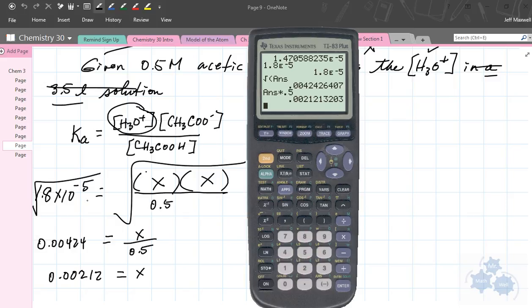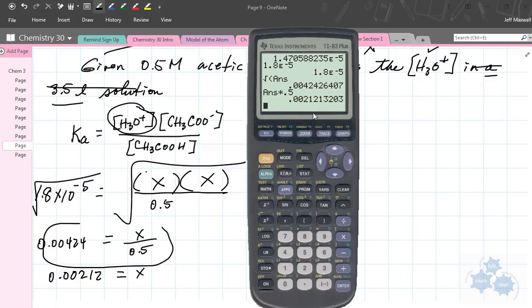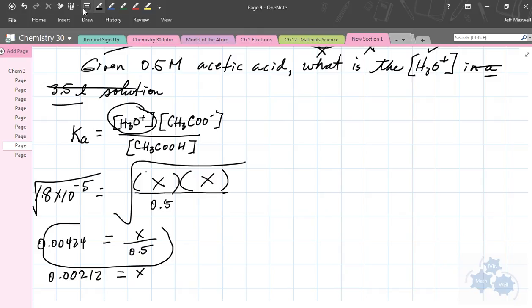So what should I have done in this step right here? Multiply by the denominator. Okay, so when I took the square root of both sides, you see how I took the square root of x squared, but I did not take the square root of 0.5. So you've got to make sure you do that. All right, so the way it should have looked, I'll go back here.